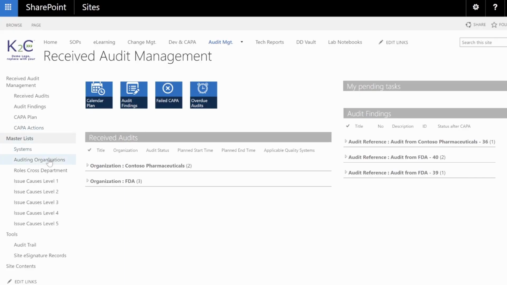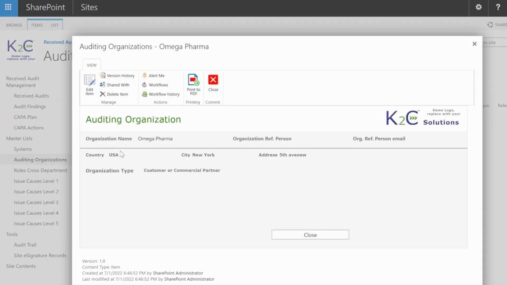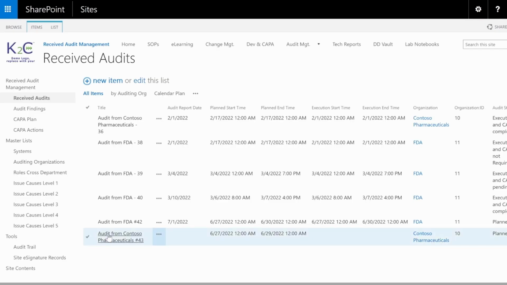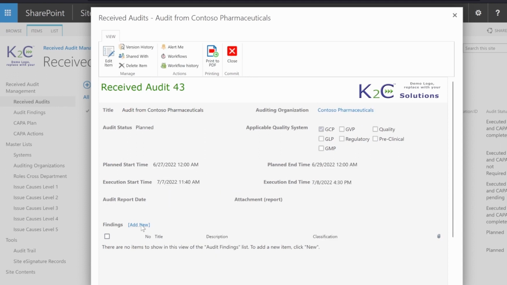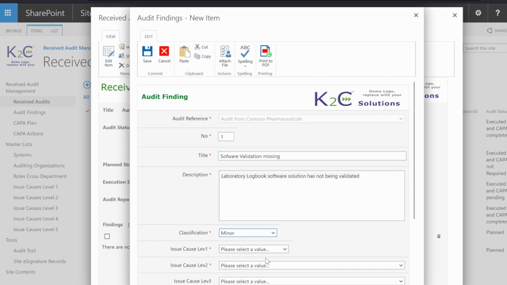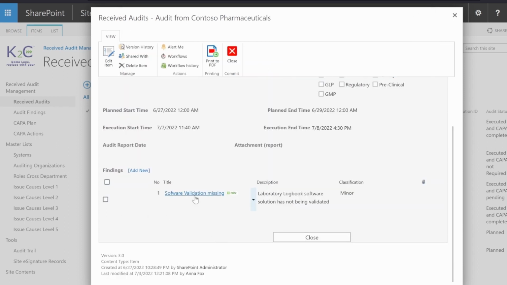The module dedicated to received audits allows us to manage a master list of auditing parties, based on which we can have control of the history of audits we received from a customer, health authority, or our organization. We start from audit scheduling, then we can upload audit reports and related findings one by one in order to track their management with adequate CAPA. Each finding is kept under control, classified according to predefined and risk-based criteria that facilitate and standardize the classification of the observations we received.